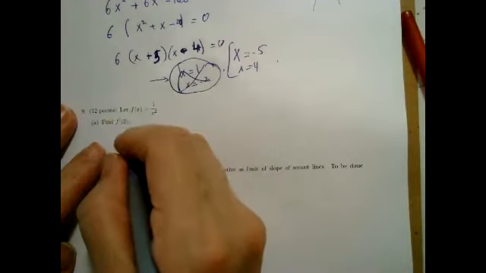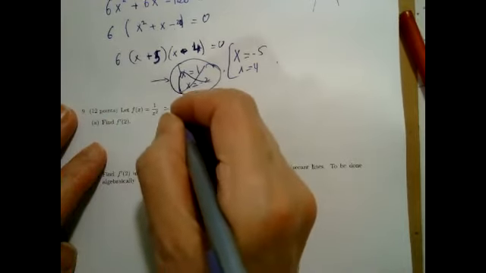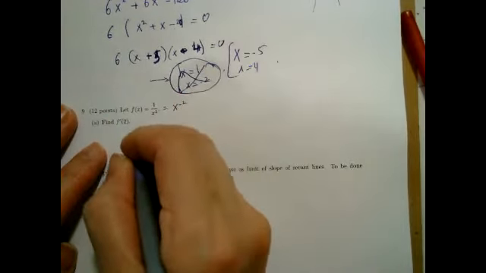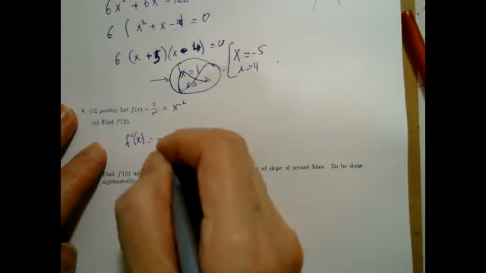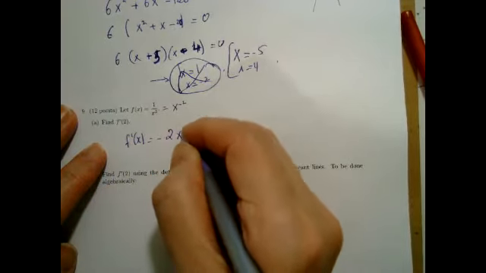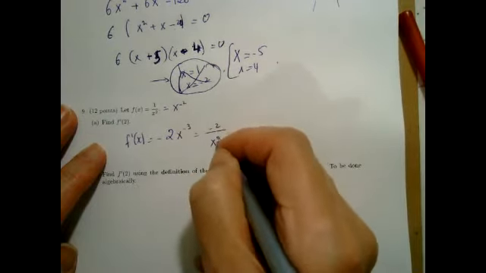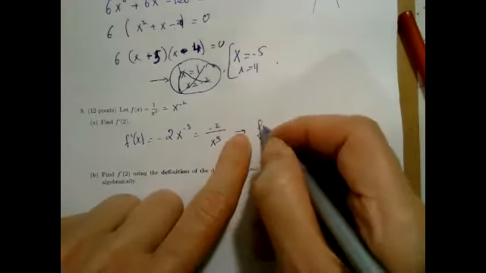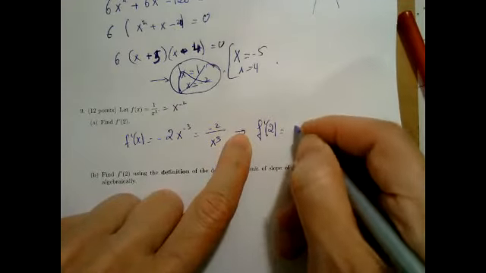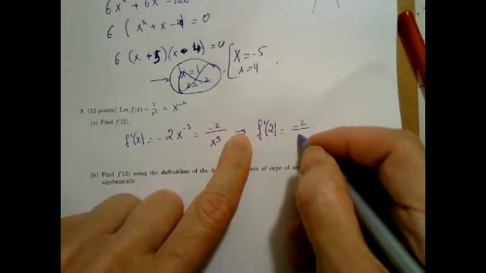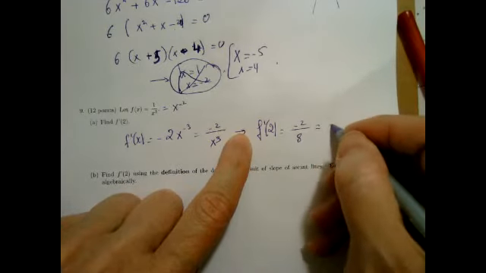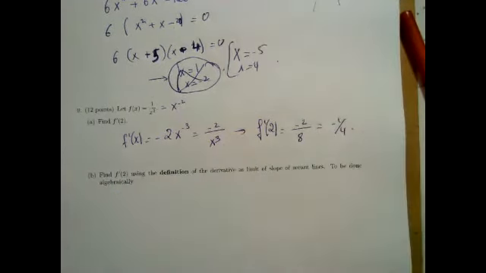So first, f prime of 2. Let us remember, this could be written as x to the minus 2. So f prime of x is minus 2 x to the minus 3, or minus 2 over x to the power 3. It means the derivative at 2 is minus 2 over 2 to the power 3, which is 8, which is minus 1 over 4.